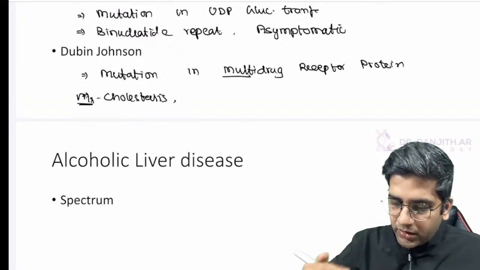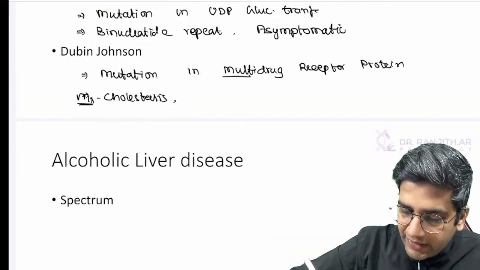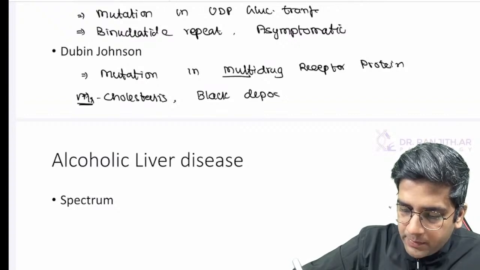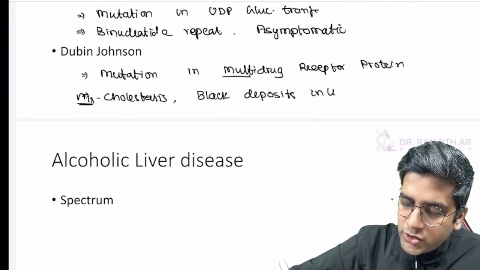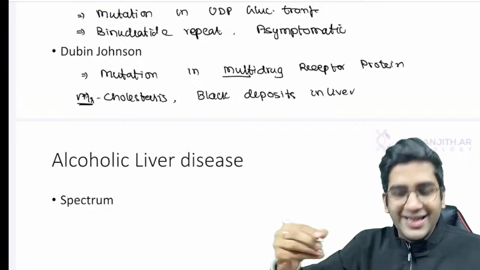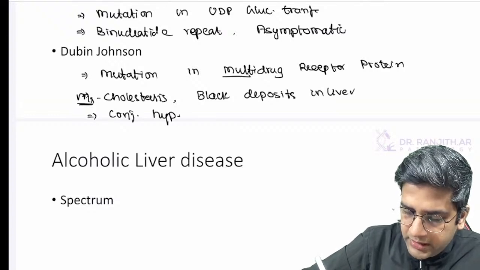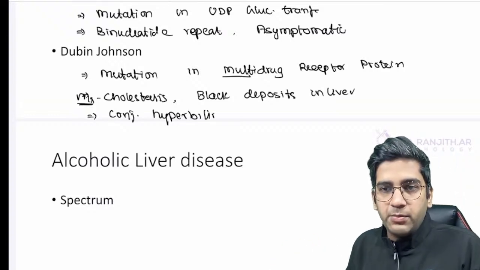Okay, you will have the norepinephrine, all those metabolites also will not be removed. So you'll have black deposits in the liver. The black deposits could be a norepinephrine product or a lipomelanin product, right? So black deposits in the liver is also a classical finding. Again, it's an excretion problem. So this will end up in a conjugated hyperbilirubinemia. The patient's bilirubin will be conjugated, but it's not going outside, so it's conjugated hyperbilirubinemia.